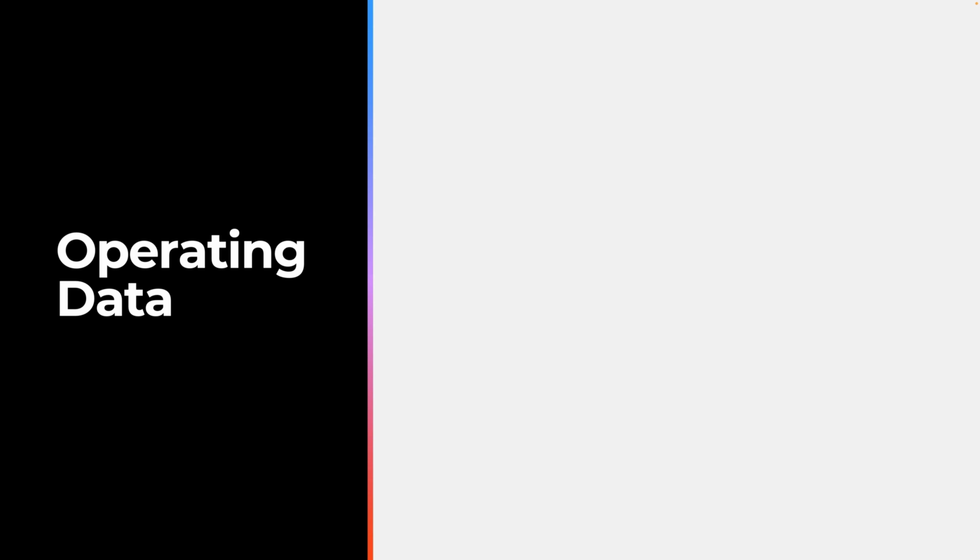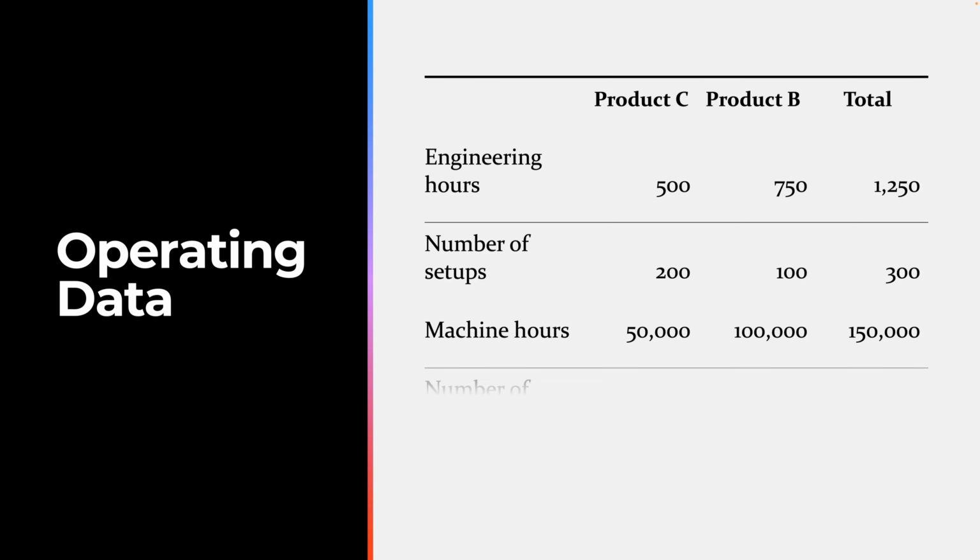Next, we need some operating data. Here it is. The business is then able to look at the amount of activity for each of the cost pools it identified earlier on a product by product basis. Here's what I mean. Engineering hours, the business is able to track this, and they see that product C used up 500 engineering hours, product B used up 750 engineering hours. The total engineering hours was 1,250.